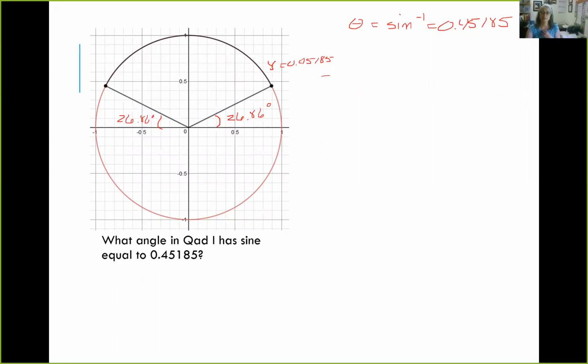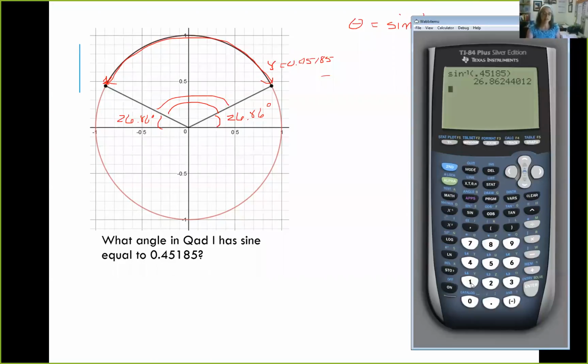But what I really care about is how long it is going to take me to go from here to here. So what we need to know is how many degrees I have in here. I get that by realizing that this total is 180. So I can take 180 minus, and I've got 26.86 on this side and 26.86 on this side, so that's 2 times 26.86. And I get 126.28 degrees.